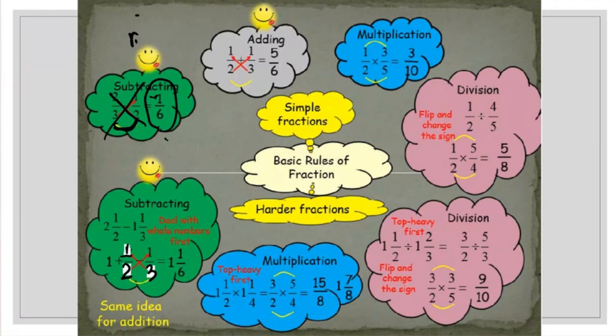Here, you've got 3 multiplied by 1 plus 2 multiplied by 1, which is equal to 5. Then you multiply your denominators, which is going to be 6. So here is your answer. With the multiplication, you multiply your numerators, which is going to be equal to 3. You multiply your denominators, which is going to be equal to 10. So these are the shortcuts.